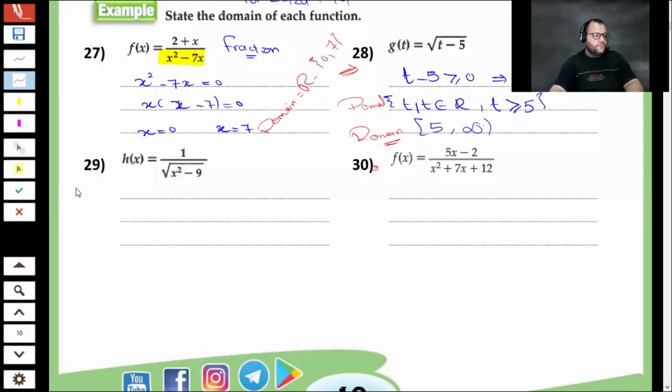Number 29 is a fraction, and a fraction with a root. It means the expression under the square root must be more than 0, more than 0 only. So x power 2 minus 9 is greater than 0. How do we solve this, x bigger than 0? 3? Yeah, it's every number, but 3 and negative 3.